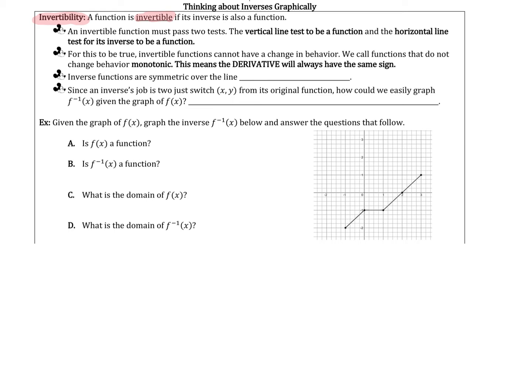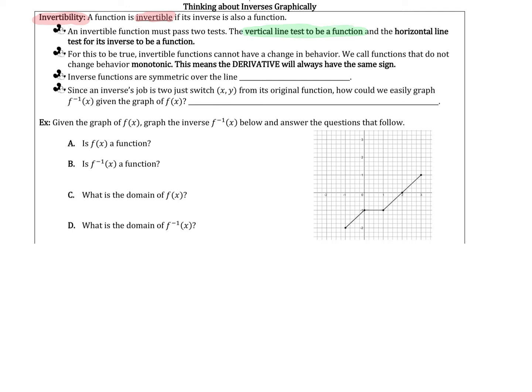Something that you might be asking yourself is, how do I know if a function's inverse is a function, or how do I know if a graph is a function? And that's where some tools that we've learned in previous classes come in handy. An invertible function must pass two tests. It first must pass the vertical line test to be a function.